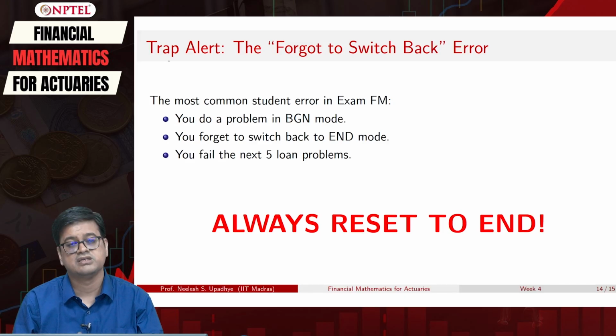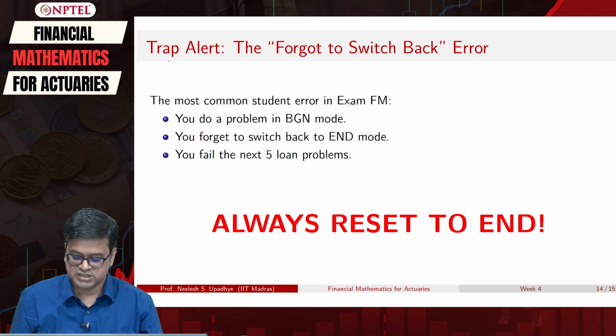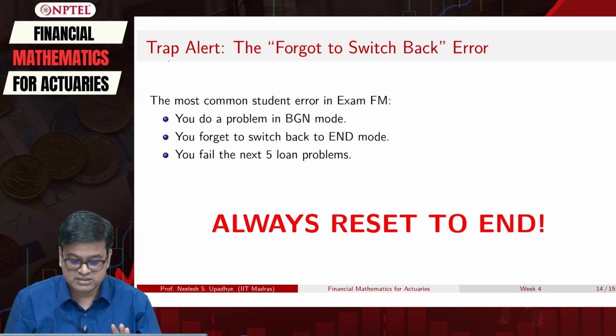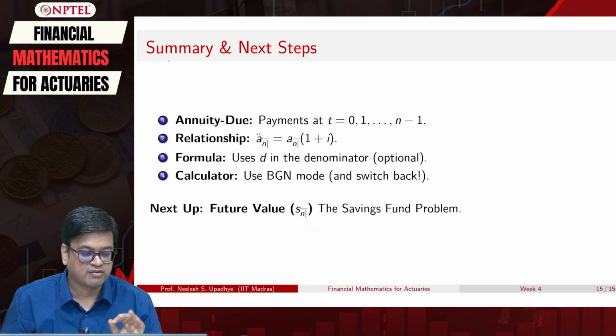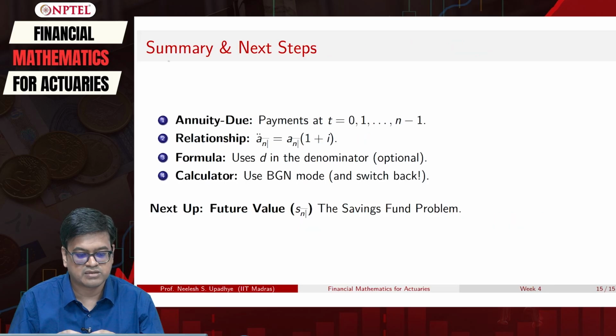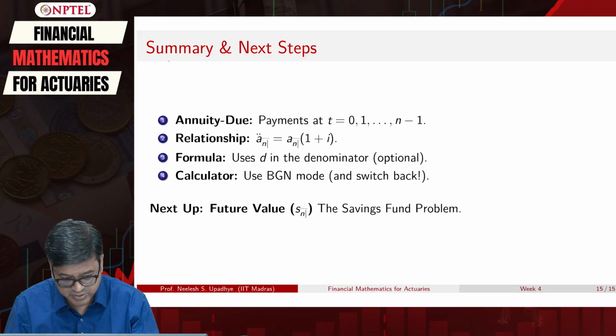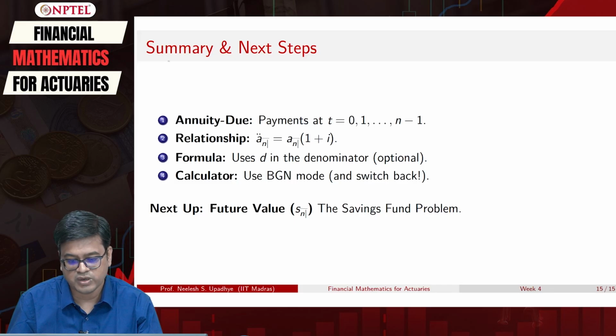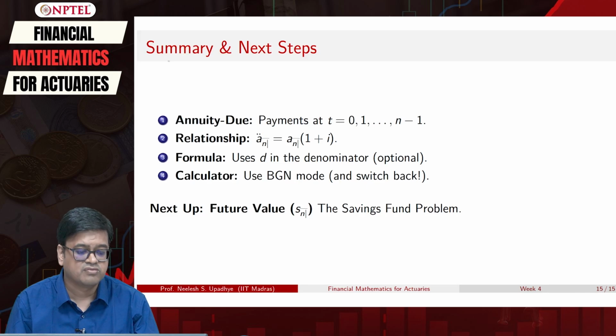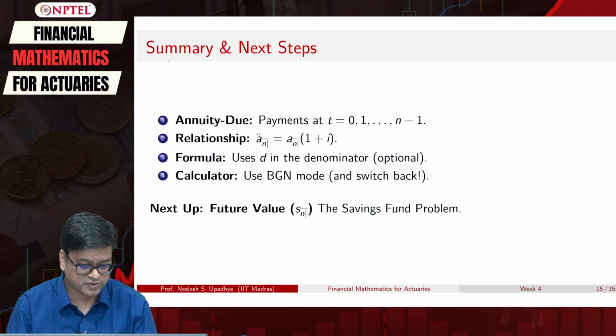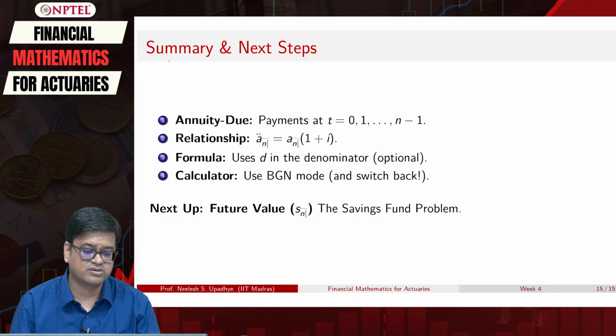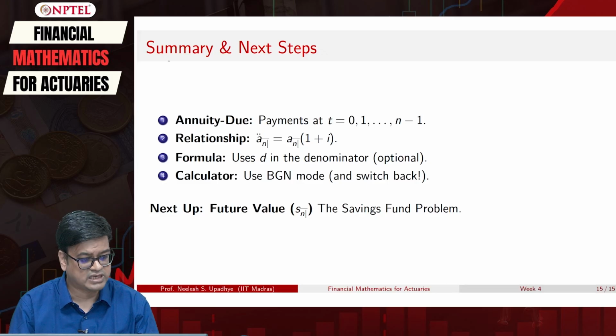We have learnt a lot about annuities due and annuities immediate, so let us summarize what we have done today. We have completed annuity due, which are the payments that are due at the beginning of each period, time 0, 1 and so on up to n minus 1. We have established the relationship between annuity due and annuity immediate, which is just multiplication by 1 plus i. If you rewrite this formulation, you will get d in the denominator, but it is optional. Most of the time you will work with this 1 plus i factor.